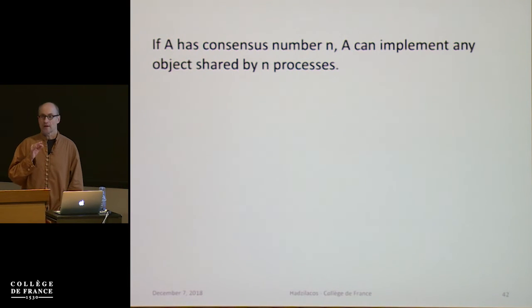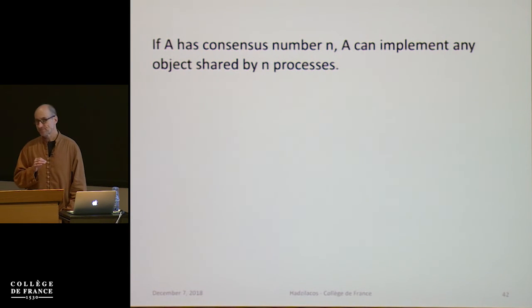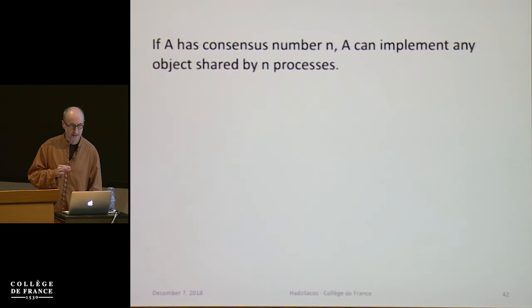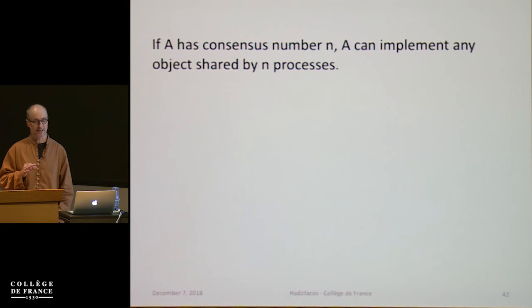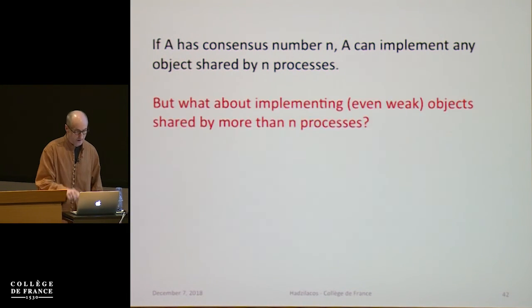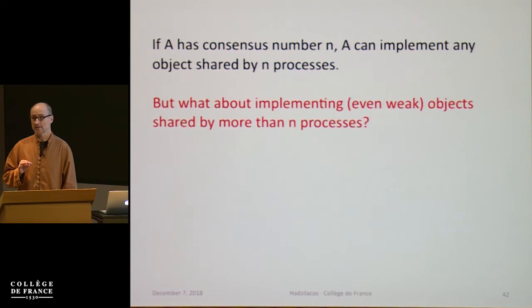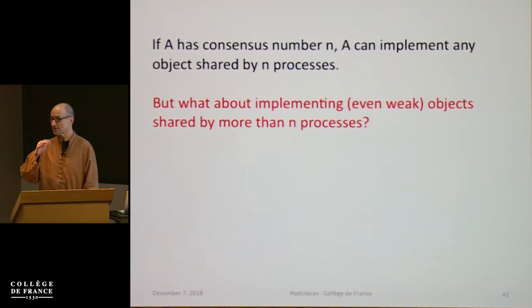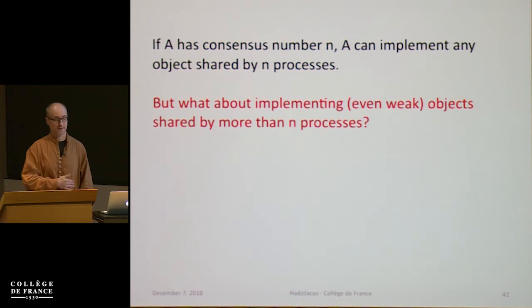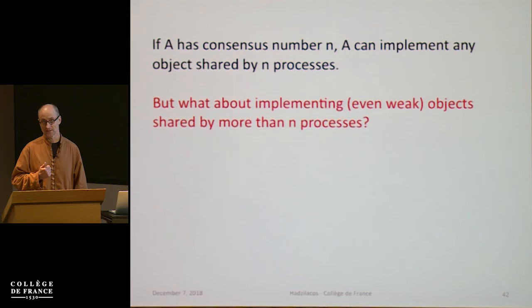But there are ways of misinterpreting this statement that we should be careful about. So if an object A has consensus number n, we know by the universality theorem that it can implement any object that is shared by n processes. But what about A implementing objects, even weak objects, objects at lower levels in the hierarchy, for more than n processes?